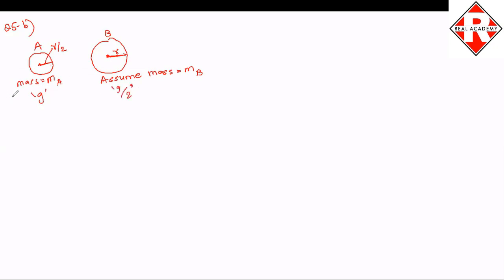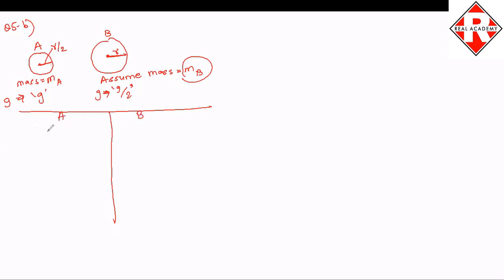I hope it is clear. Okay, this G is G and here it is G by 2. Clear enough? Now how do we solve it? What do we want to find? We have to find mass of B. So what we'll do is we'll consider two different calculations for planet A and planet B separately.